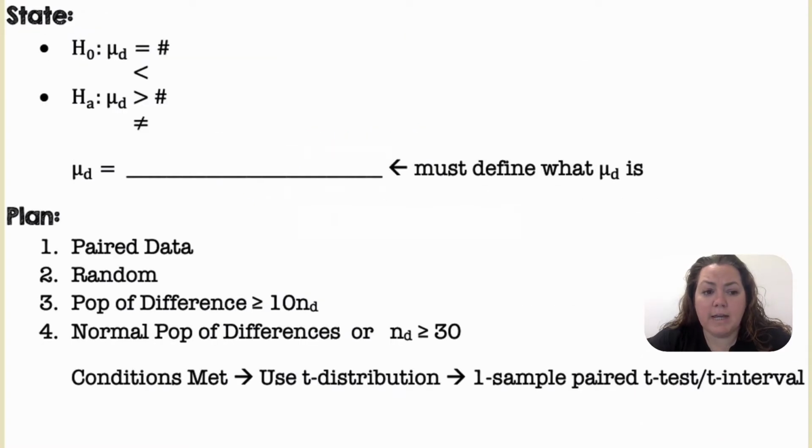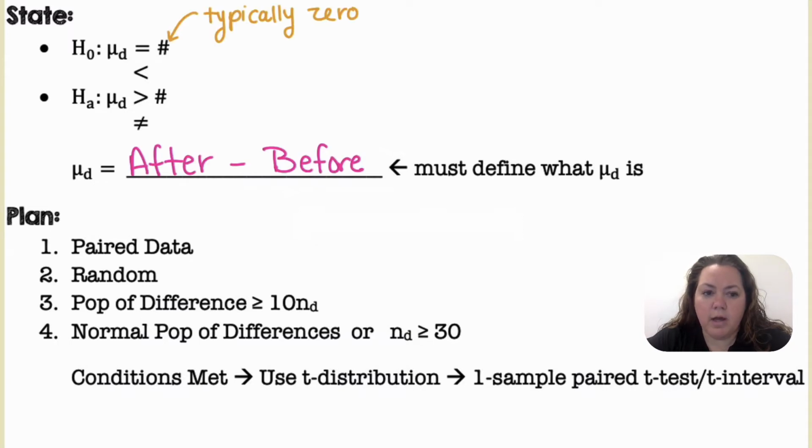All right, so state, we're going to have our null and alternative hypothesis where mu d is equal to a number. This is typically 0, and our alternative would be mu d is less than, greater than, or not equal to a number. Mu d is almost always going to be your after minus your before, and you're going to need to define that, your parameter.